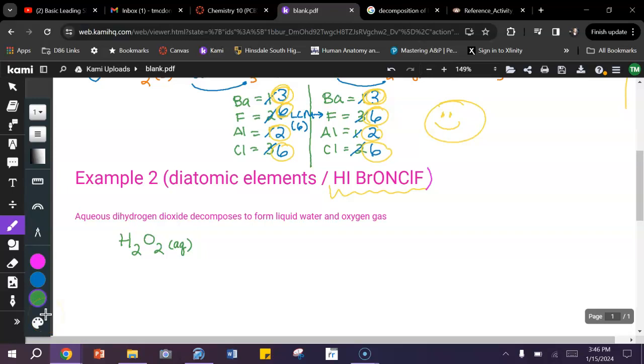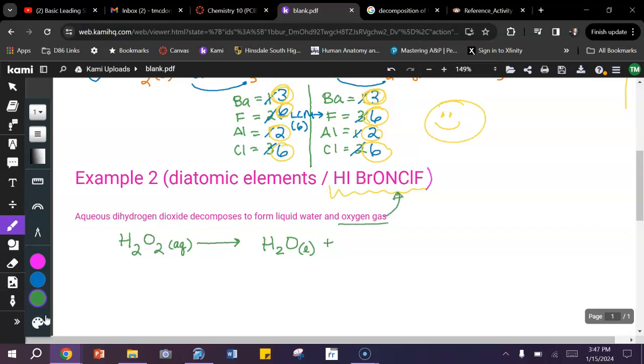So this is my only reactant. It's going to fall apart and it's going to form liquid water. Well, we all know what water's formula is. That's H2O, and I'm telling you that it's a liquid, so we have to put our little subscript of L next to our formula. And we are producing oxygen gas.